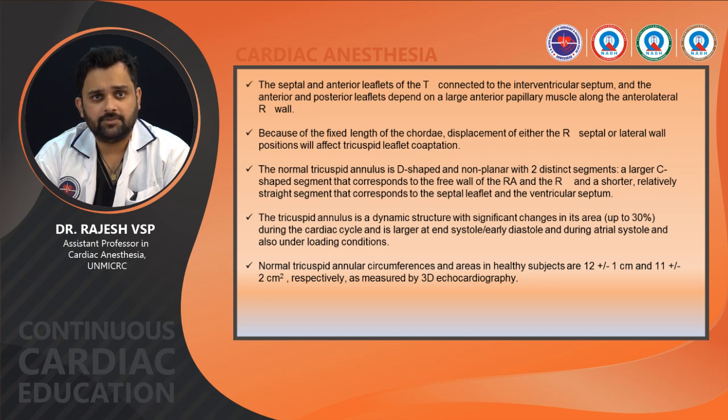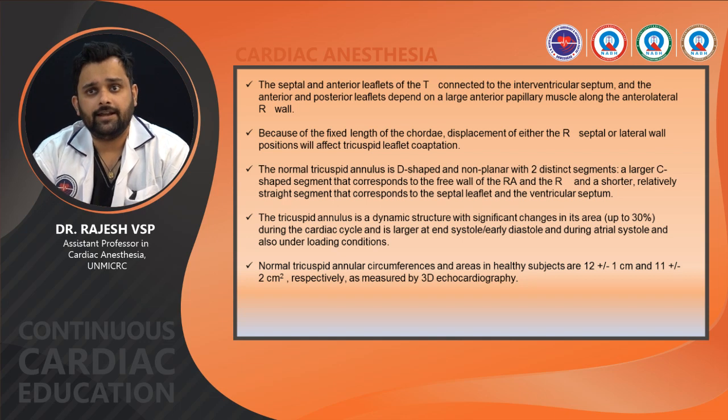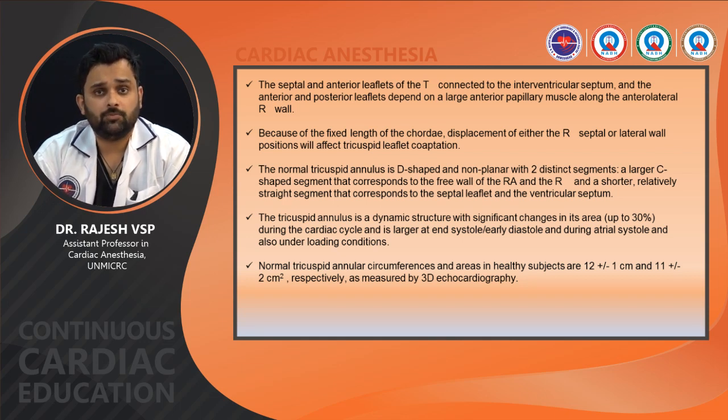The normal tricuspid annulus is D-shaped and non-planar with 2 distinct segments: a larger C-shaped segment that corresponds to the free wall of the RA and RV, and a shorter, relatively straight segment that corresponds to the septal leaflet and the ventricular septum. The tricuspid annulus is a dynamic structure with significant changes in its area during the cardiac cycle. It is larger at end systole or early diastole and during atrial systole, and also under different loading conditions. Normal tricuspid annular circumference and area in healthy subjects are 12 ± 1 centimeters and 11 ± 2 square centimeters respectively.